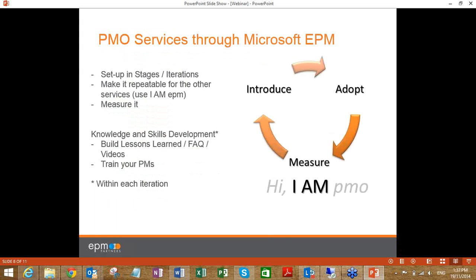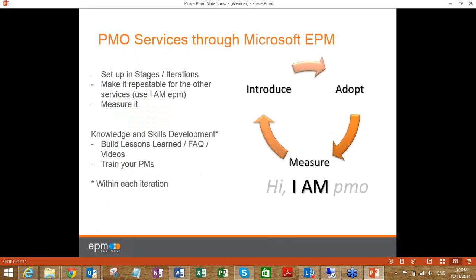So, as an example, I guess this is best practice number one, to establish a PMO or to start delivering service through a PMO that exists: you set up the EPM tool in an iterative process, in stages. And one iteration we suggest should be made of these three steps: introduce, adopt, and measure. So the introduce, adopt, measure, or what we call the IAM, is quite important.